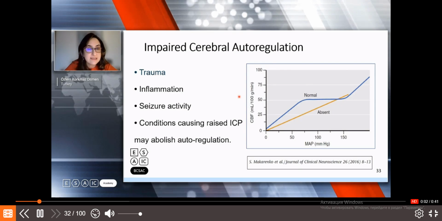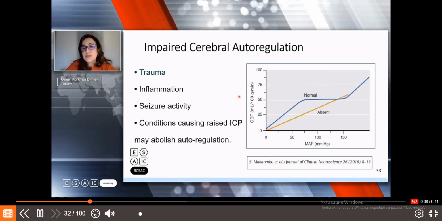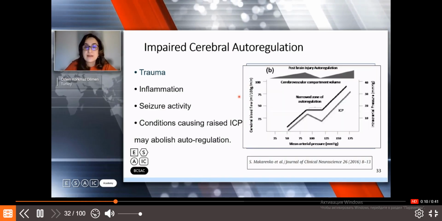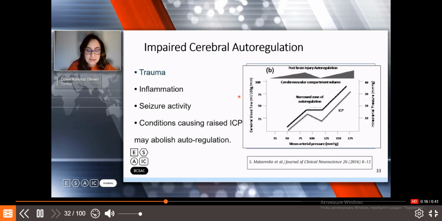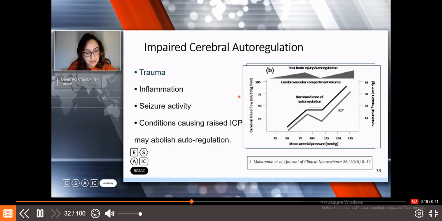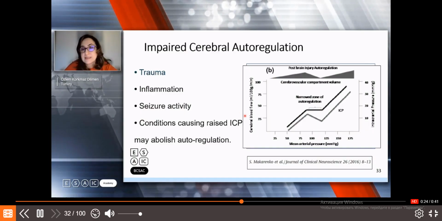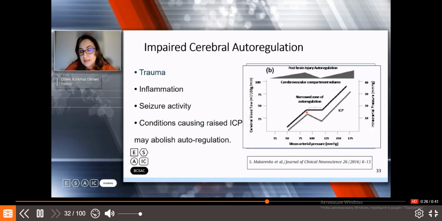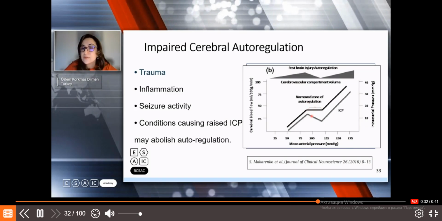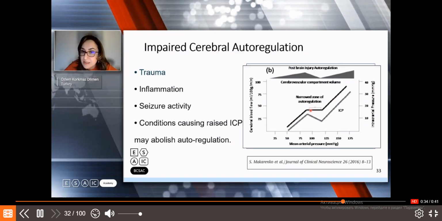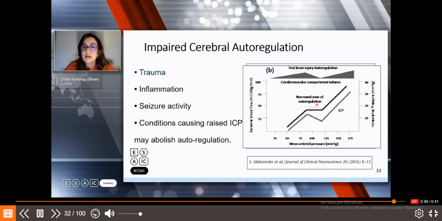Trauma, inflammation, seizure activity, and conditions causing raised ICP may abolish autoregulation. But recent studies show that these circumstances do not completely abolish autoregulation; they narrow the zone of autoregulation. That's why, if the autoregulation is sustained in a narrowed zone, and we can keep our patients' mean arterial pressures in that zone, we may improve our patients' outcome.